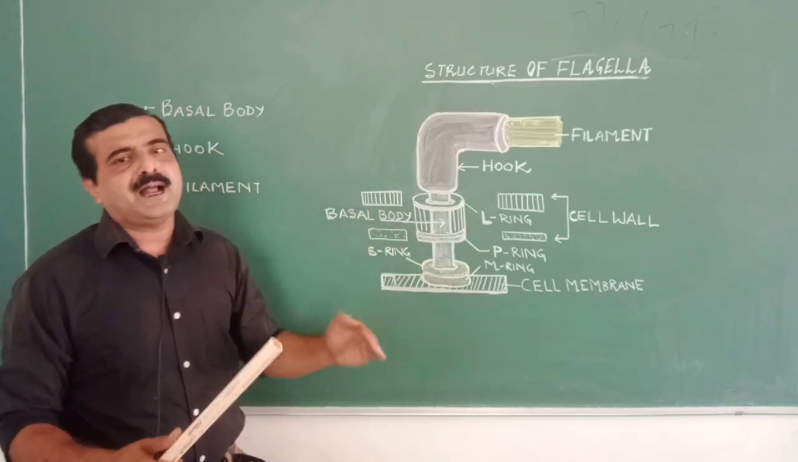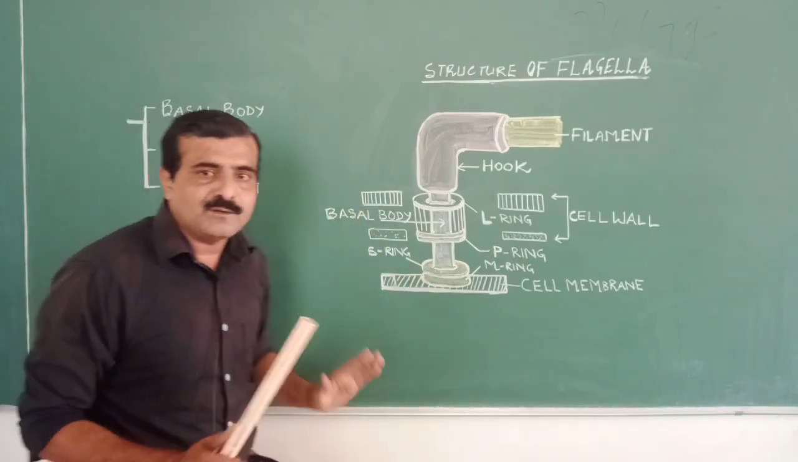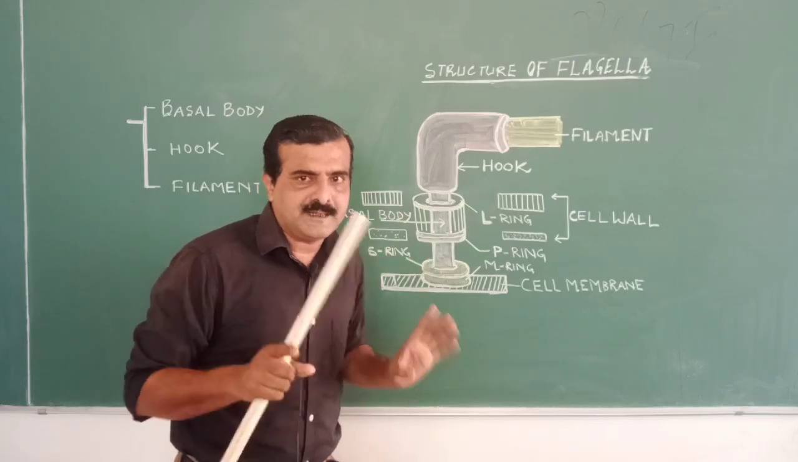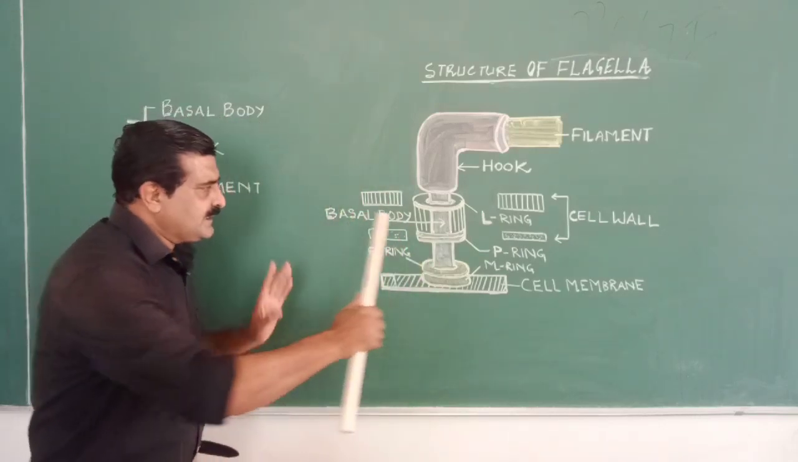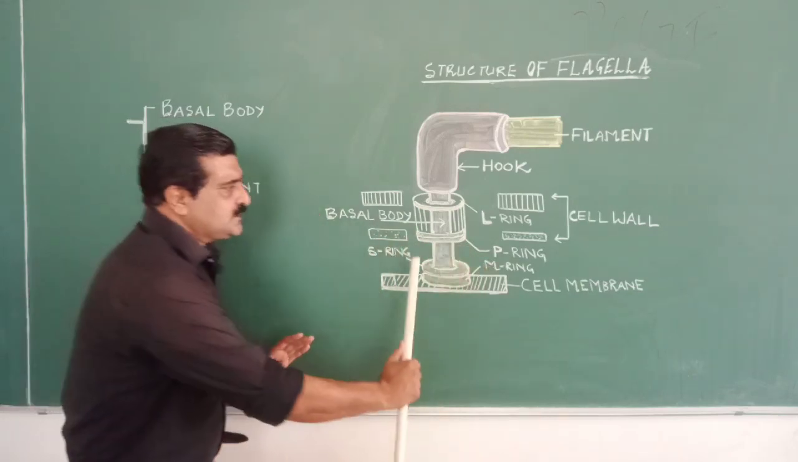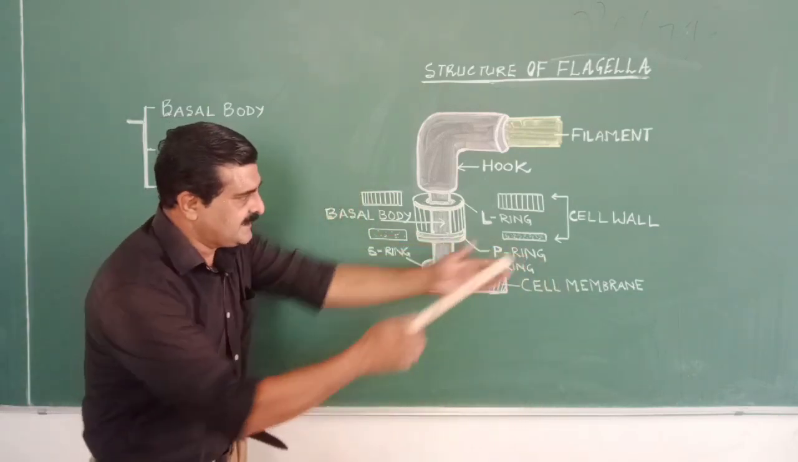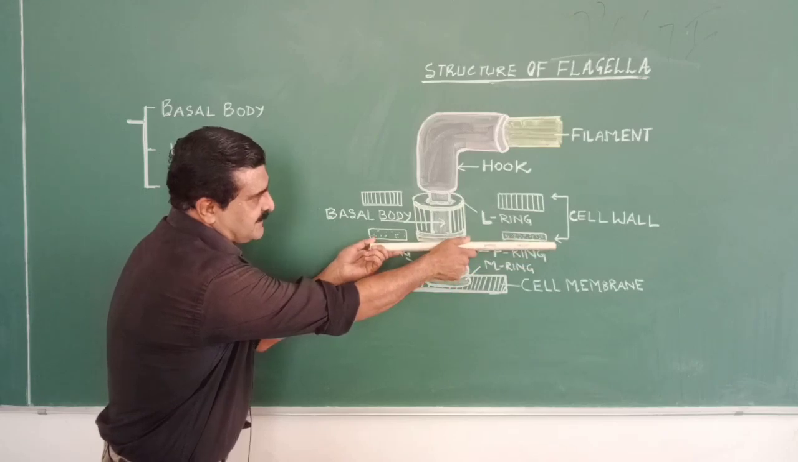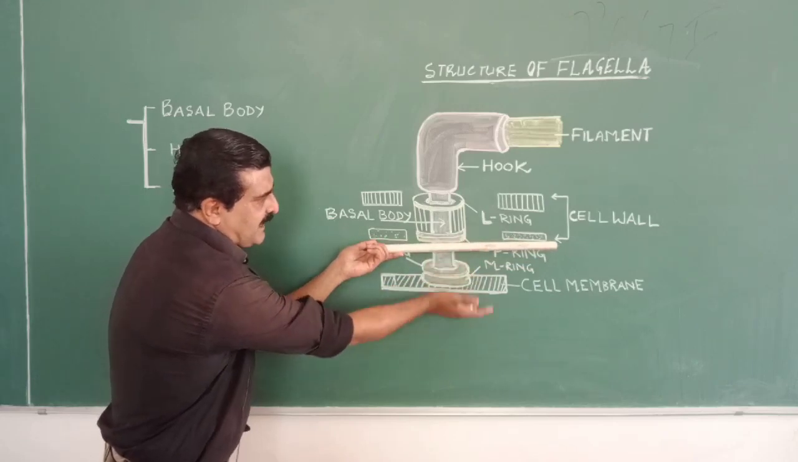But in case of gram positive, there is only the inner pair of rings, meaning that one ring is S, another ring is the M. Clear? Which is present in the cell membrane in case of gram positive. In case of gram positive, this part is only.